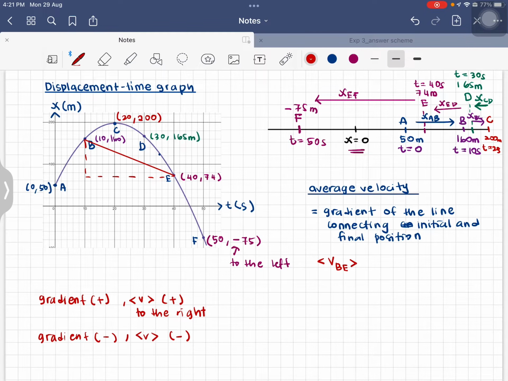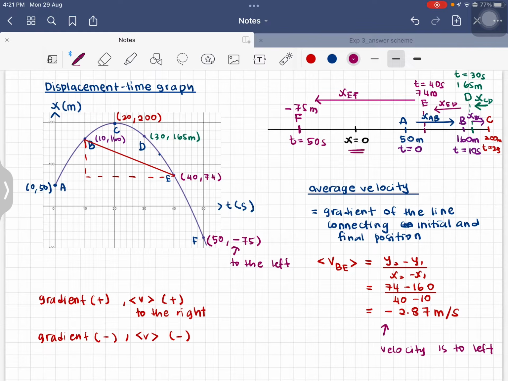So we want to find the average velocity. We will use y2 minus y1 divided by x2 minus x1. We will get something like here: 74 minus 160, divided by 40 minus 10. I will get it as negative 2.87 meter per second. So let's look at the negative sign. The negative sign shows that your velocity is to the left.